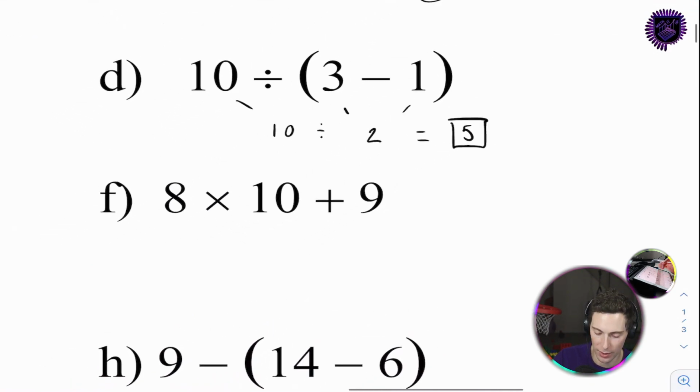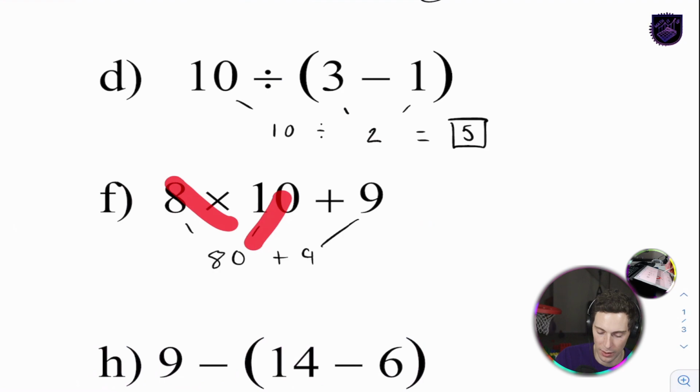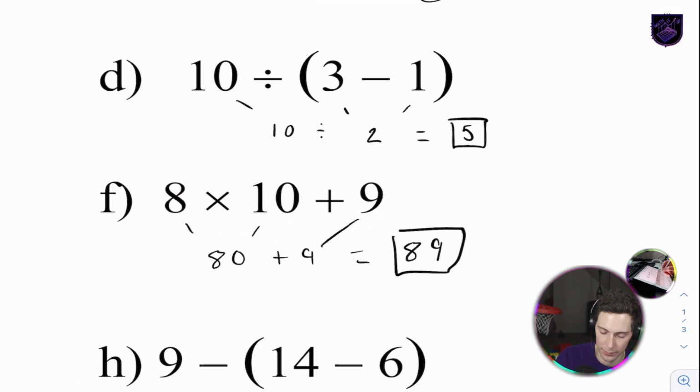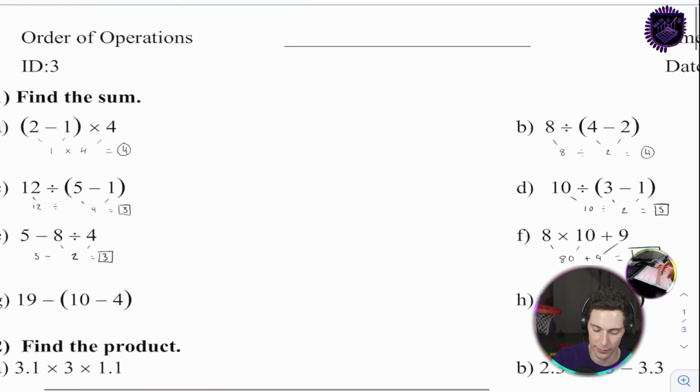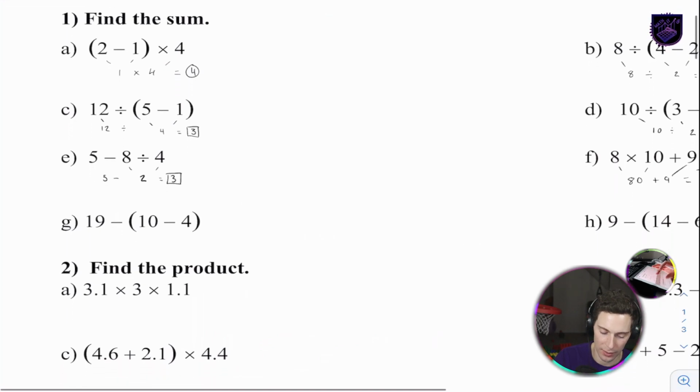Now, this one is in a logical order. This is from left to right already, so we don't need to do any backwards. This is going to be 80 plus 9. All right, we drop down, we solve here, and then we drop down our 9. 80 plus 9 is going to be 89. Hurrah! Okay. Next 2 questions.